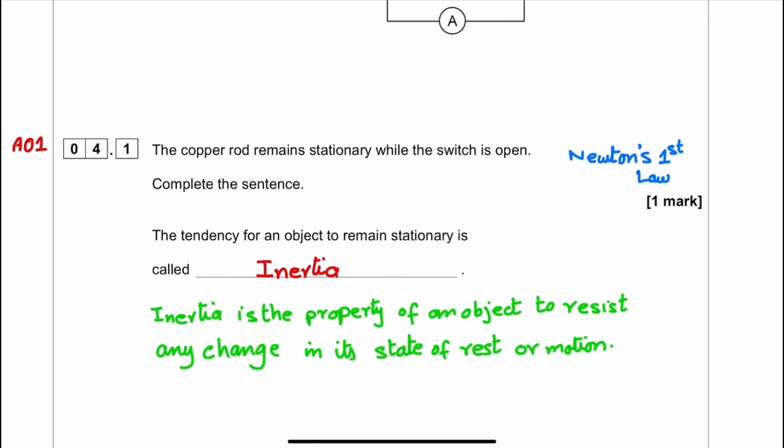This is the definition of inertia, and this is from Newton's first law. Newton's first law describes inertia as the property of an object to resist any change in its state of rest or motion. It means if something is stationary, it wants to remain stationary at its position, or if something is moving with a uniform speed, it wants to remain in uniform motion forever. The tendency of an object to resist any change in its state of rest or motion is called inertia.